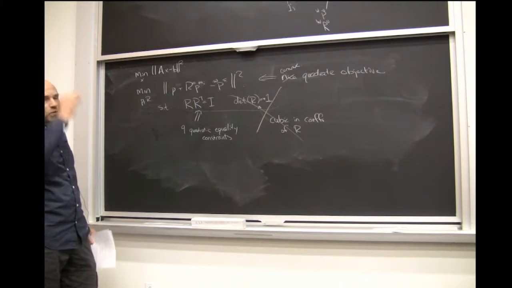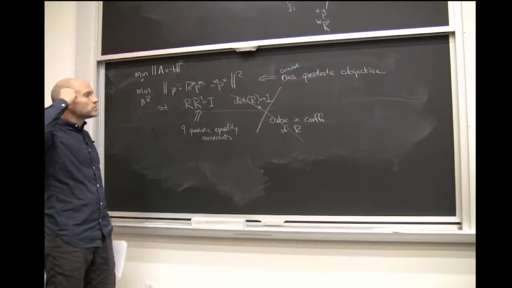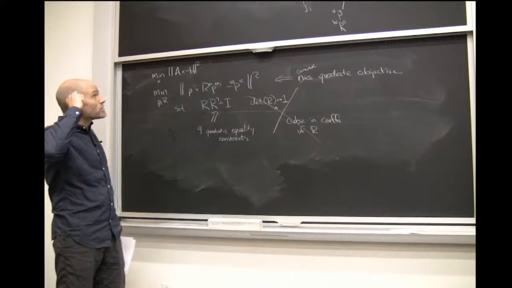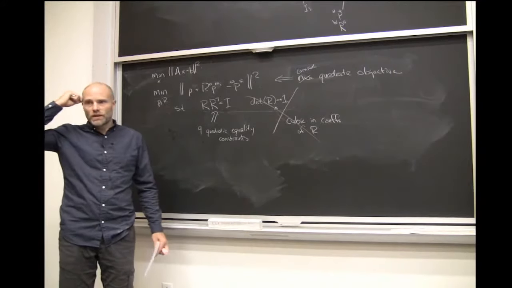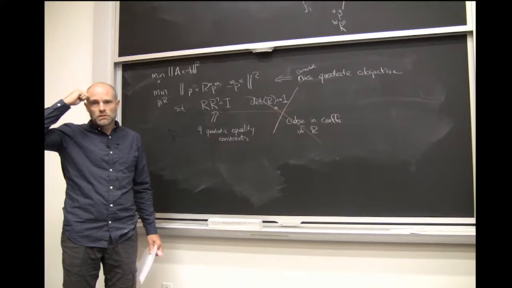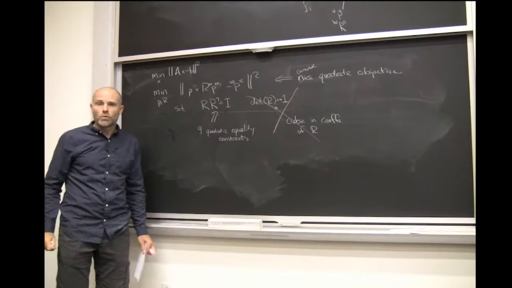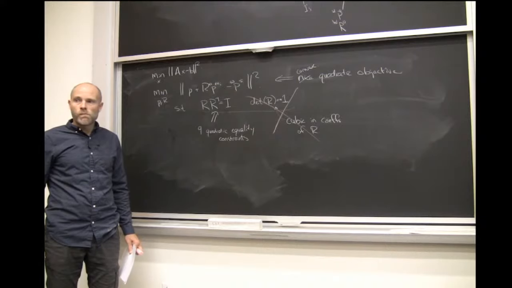Okay, so a couple questions just to make sure you're following with me. So if I have 10 points from my object, how many decision variables do I have? Mi and Si, there's 10 points.